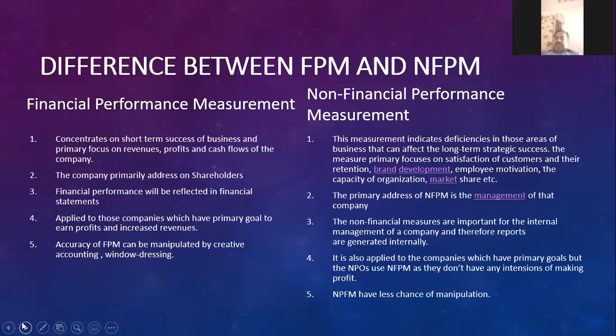This type of measures. Next, accuracy of FPM can be manipulated by creative accounting and window dressing. So here, whatever data we collected with the help of the financial statement can be manipulated. You people know that accounts are prepared by different companies in a different manner. Two books they maintain. Like in Kannada they say, Raman ಲೆಕ್ಕ, Krishna ಲೆಕ್ಕ. Like that it may happen. The manipulation can happen with FPM. But in NFPM, there is less chance to manipulate. We may see less manipulation in NFPM, but here, more chances are there.